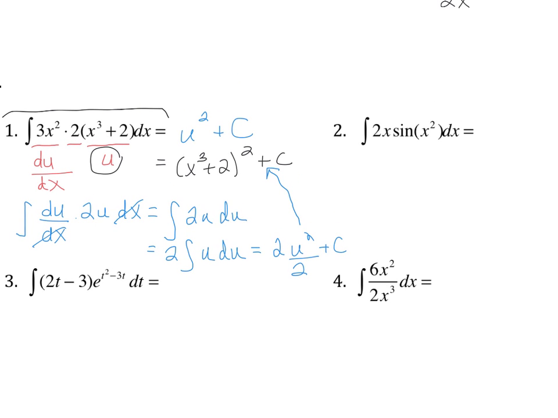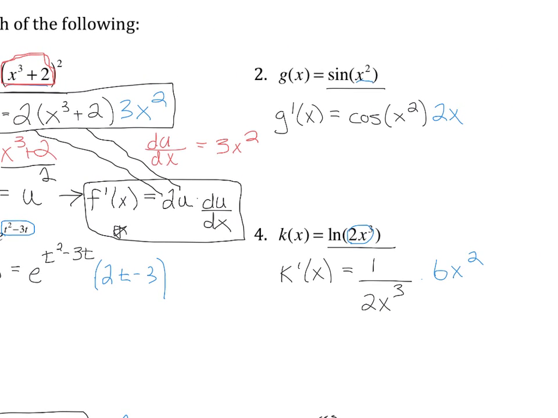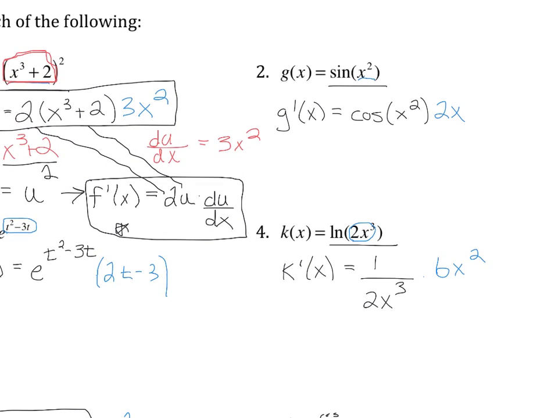But before we do that, there's actually an error in number 2. It should not be 2x sine of x squared dx. It should be 2x cosine of x squared, right? Because if we look back at our original function in number 2, the derivative was cosine x squared times 2x.